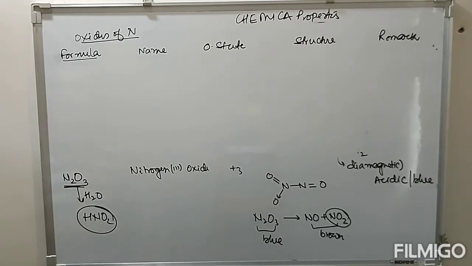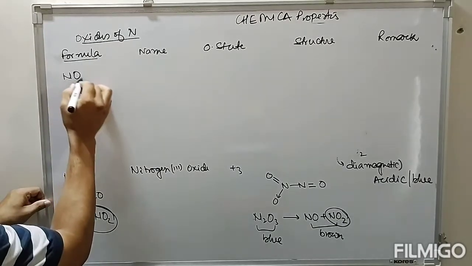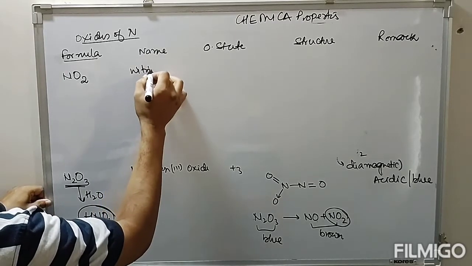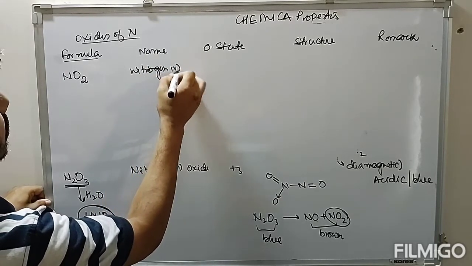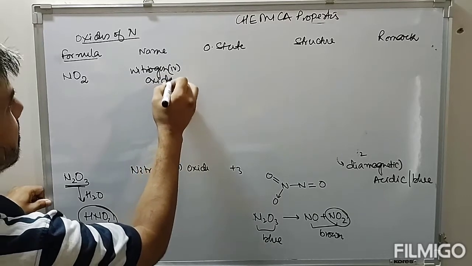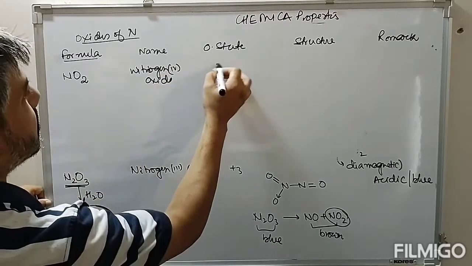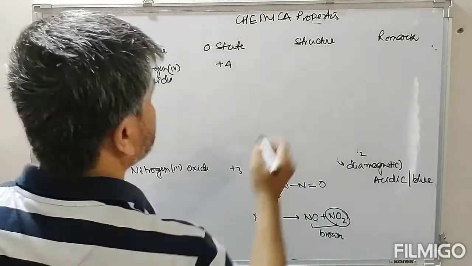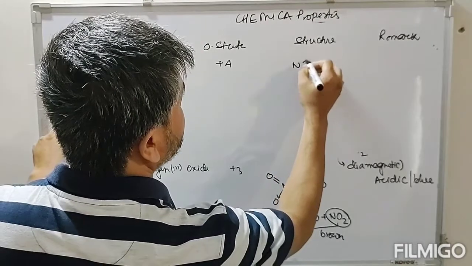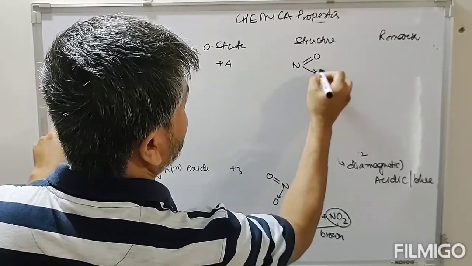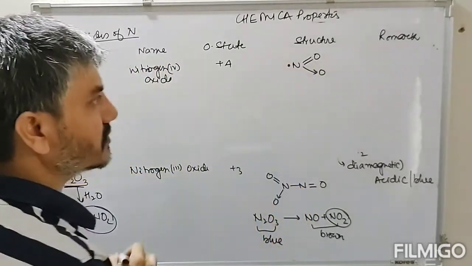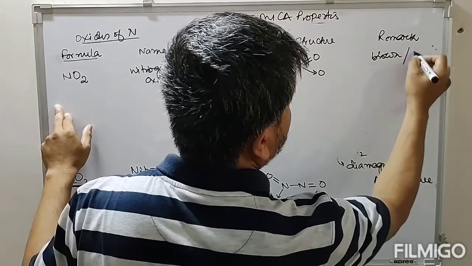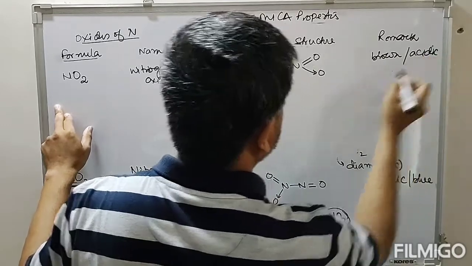Then the fourth oxide is NO2, nitrogen dioxide. Oxidation state is +4, nitrogen +4. Structure: so we have an unpaired electron. This is brown in color and acidic.